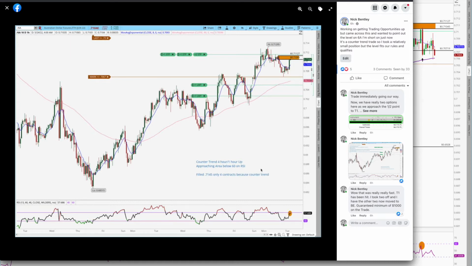So one of the rules that we have here at Trading Price is we're absolutely allowed to take a counter trend trade. But if we're going to do that, we have to limit our position size. So on a normal 10 contract type of basis, because we came pretty close to 60 and because we're counter trend, we only took 4 contracts. So that's part of the rules that we talk about inside of Trading Price.